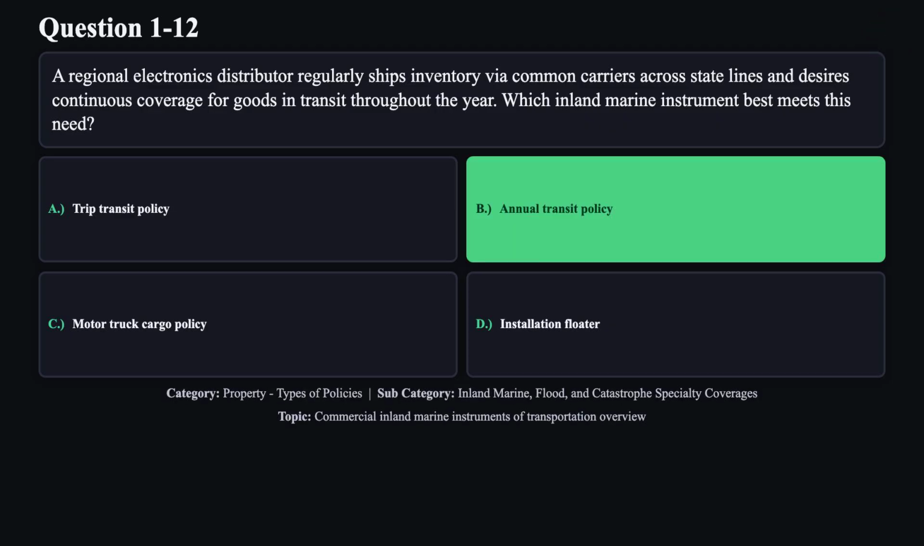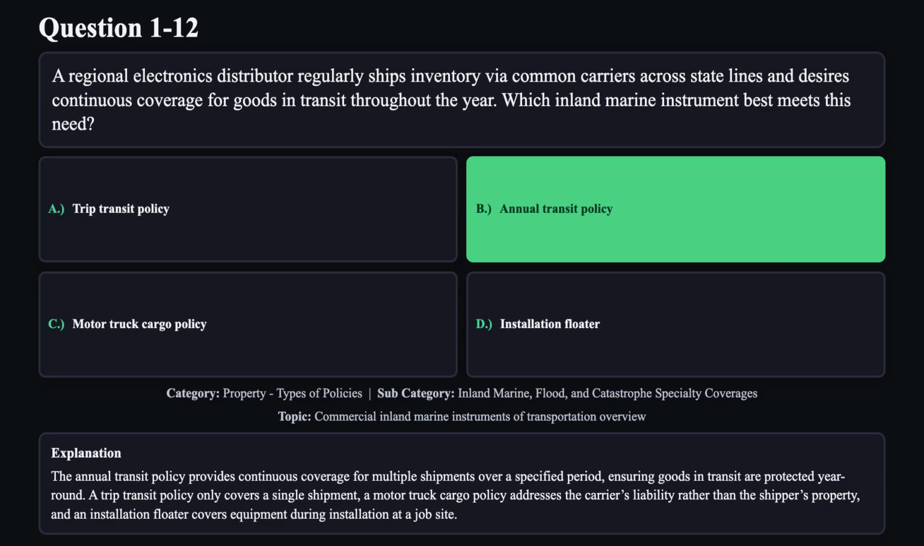The correct answer is B. The annual transit policy provides continuous coverage for multiple shipments over a specified period, ensuring goods in transit are protected year-round. A trip transit policy only covers a single shipment. A motor truck cargo policy addresses the carrier's liability rather than the shipper's property, and an installation floater covers equipment during installation at a job site.